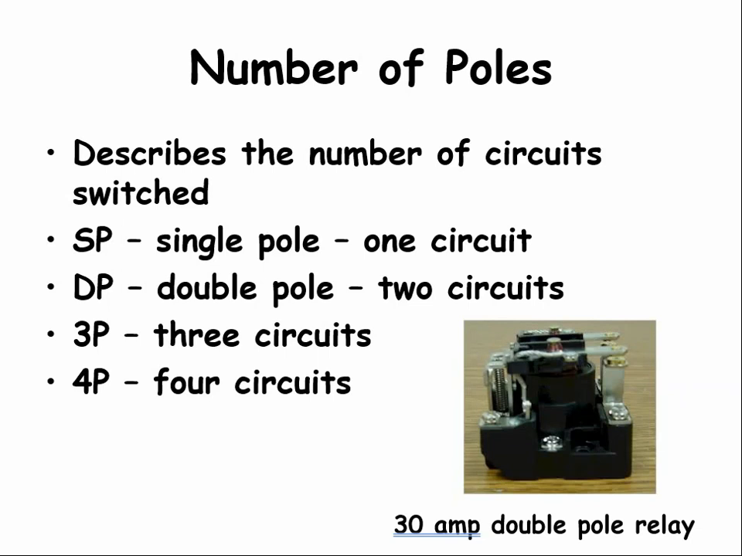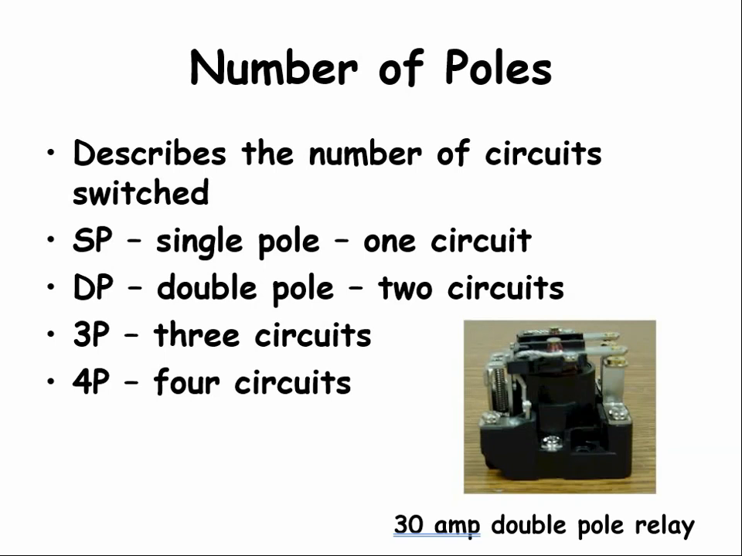For example, one of the light switches in the classroom turns on several lights. All of those lights are on one circuit and they are controlled with one light switch. A single pole relay controls one circuit, so it's like having one switch that turns on or off all the lights on the single circuit.